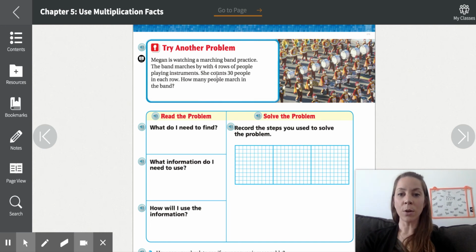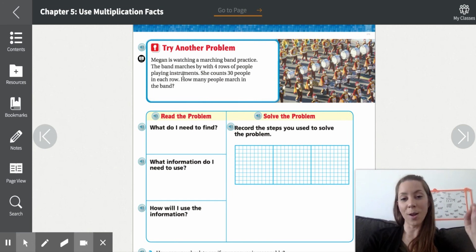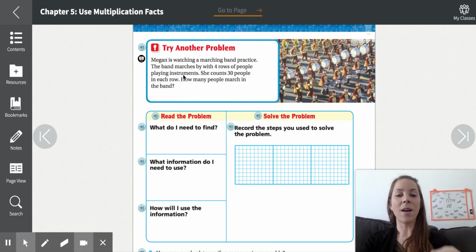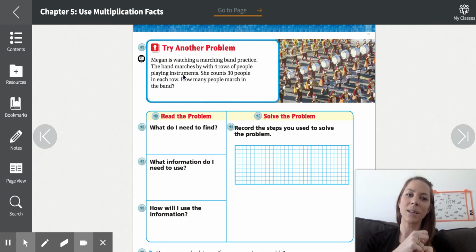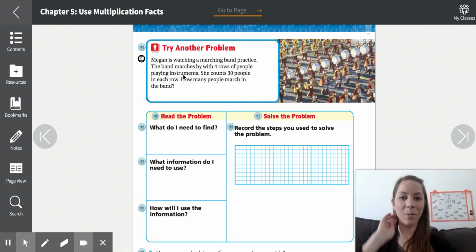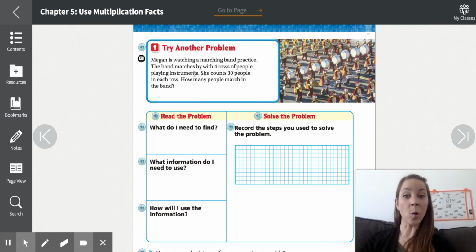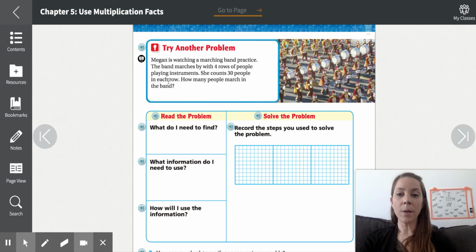It says Megan's watching a marching band practice. The band marches by with 4 rows of people playing instruments. I'm thinking of drums, cymbals. Sometimes there's the girls twirling the baton or horns. She counts 30 people in each row. How many people march in the band?